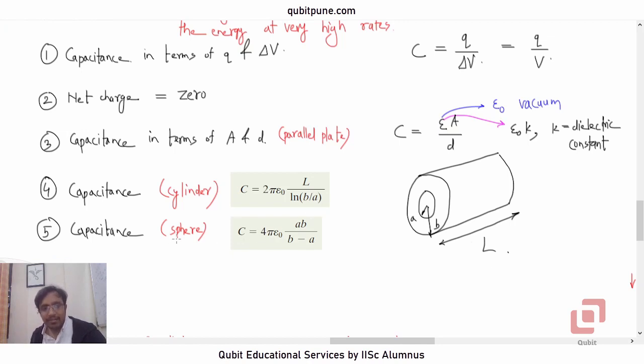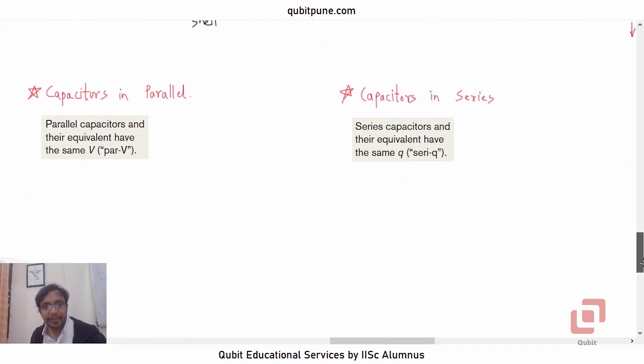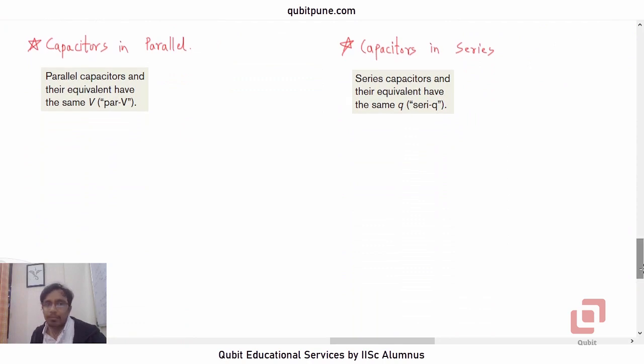And if the capacitor is a sphere, like a shell, with inner and outer radii respectively A and B, then the capacitance is given as 4 pi epsilon naught AB upon B minus A. It is recommended to memorize these formulae. If they suddenly ask you to solve a sum on that, it's recommended that you just remember the formula.